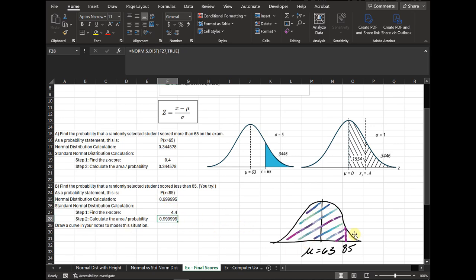Now, if I wanted to redraw this with the standard normal distribution, I would just change my mean to be 0. And instead of this being 85, I would change this to the z-score of 4.4. So tomato, tomato. Okay, and so that's it for this tab.